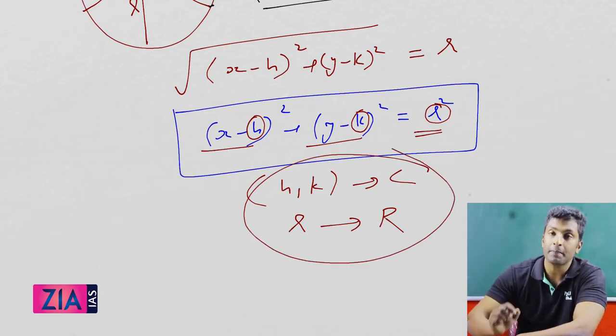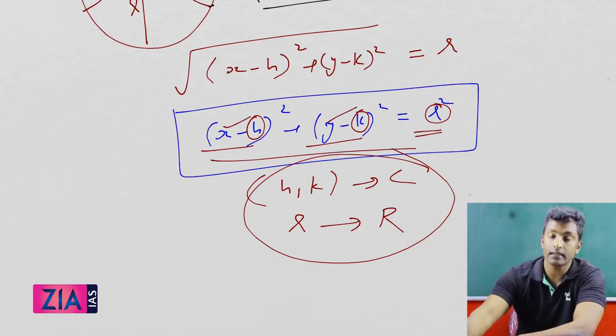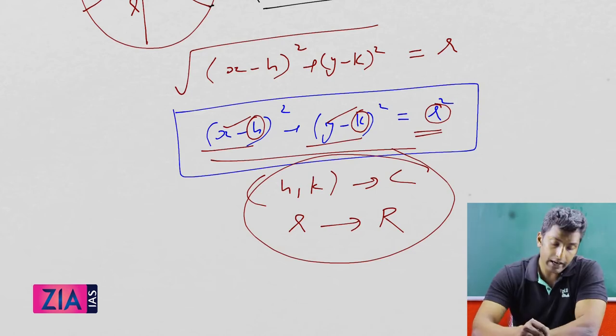So the center is given and any point on the circle is given, that is x and y. This is how you'll get the equation of the circle. Okay, now let's try to understand some particular cases.